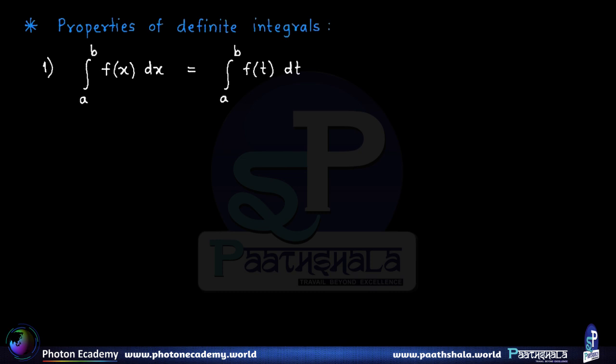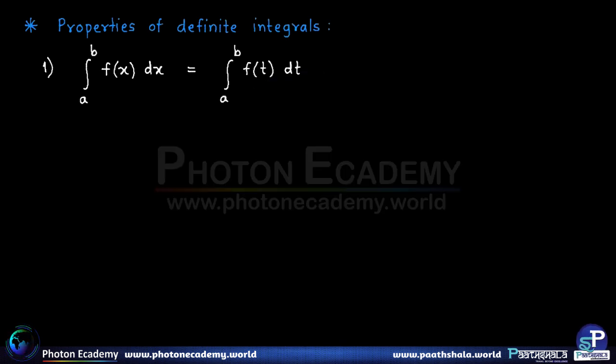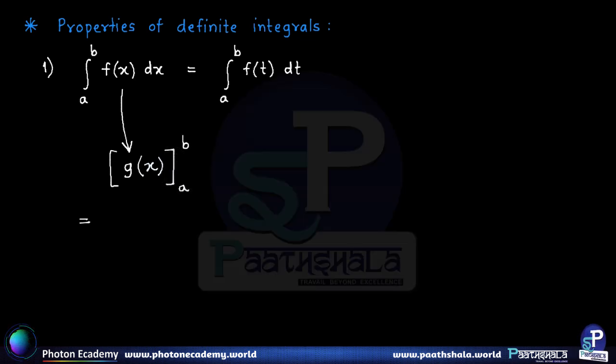Now the reason that this is the case is because, suppose, let us consider that the integral of f of x is g of x. Right? So when we evaluate it between the limits a to b, we know that this is given by g of b minus g of a, because we have to substitute upper limit and lower limit and then subtract.